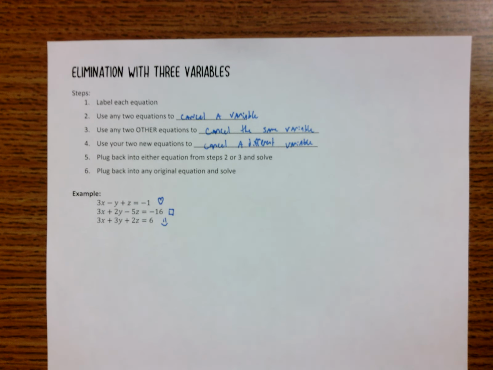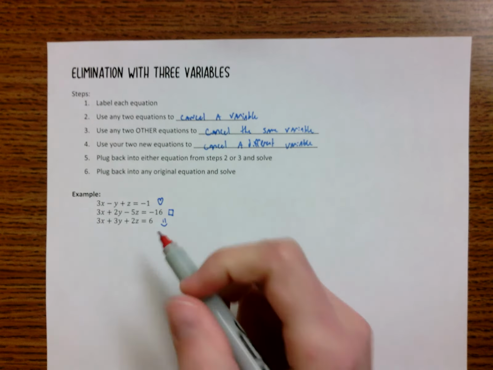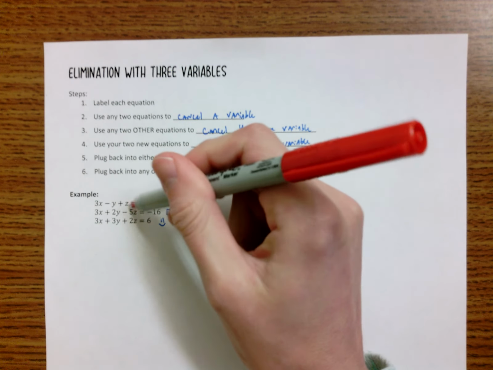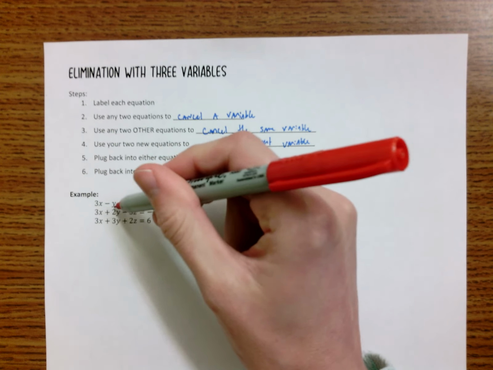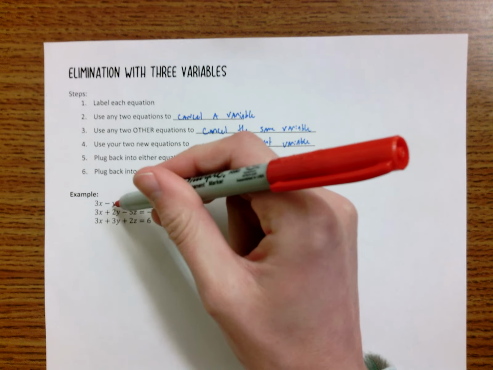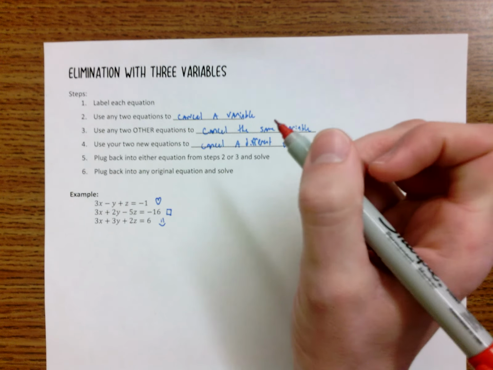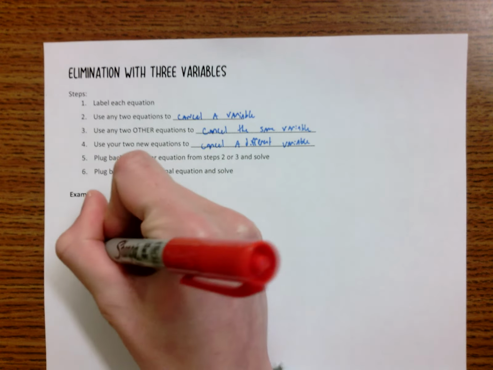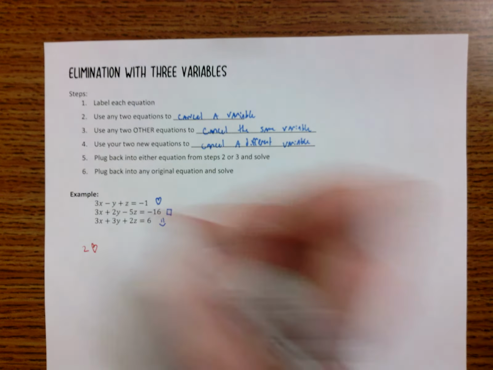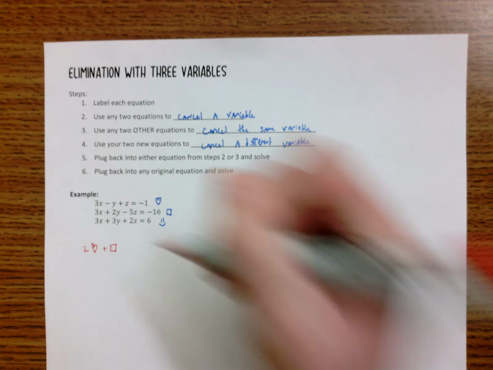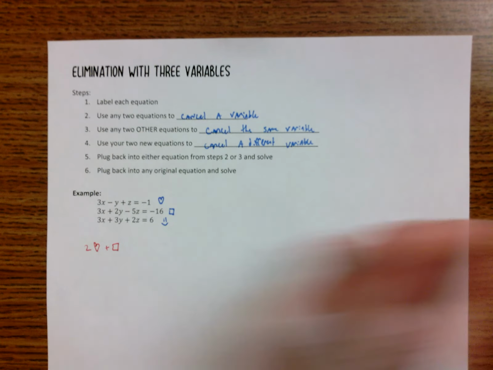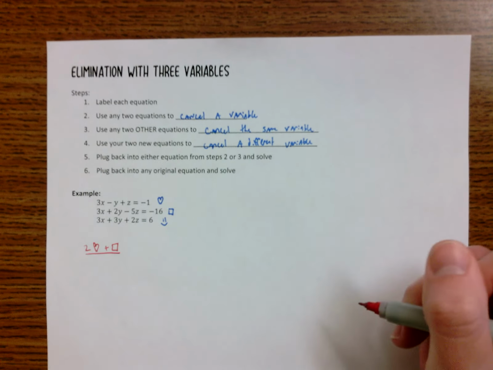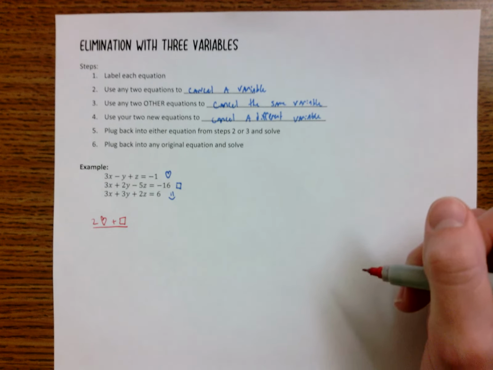So I'm going to cancel the y's on this one. Here's what I'm going to write. To cancel these top two equations using the y's, I'm going to multiply the top equation by 2 and add it to the second equation. We call that top equation heart, so I'm going to say that I'm doing 2 times the heart equation and adding it to the square equation. It's just a little note to help keep track of what's going on.